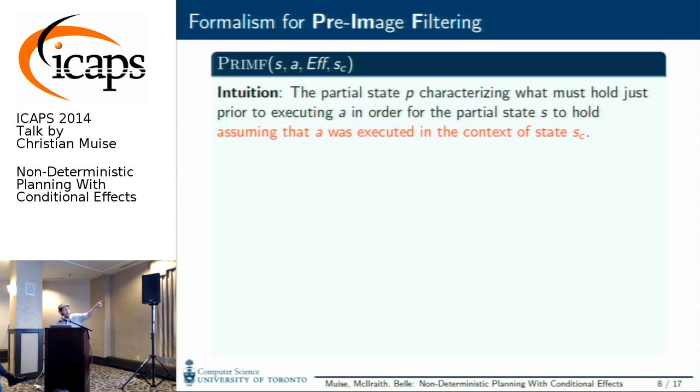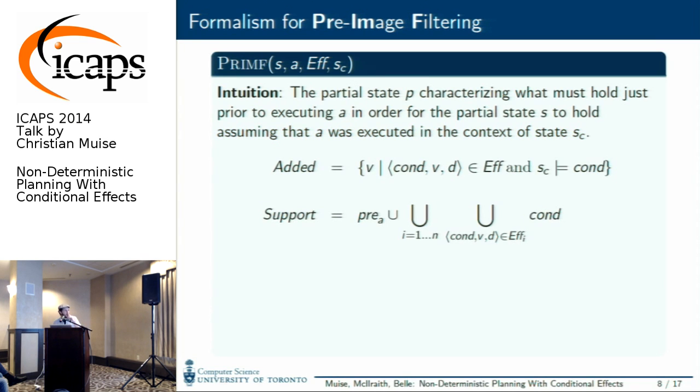So this, the black text there is exactly the same text that was on an earlier slide for regression. This is what we want, and the one difference is with conditional effects, we need to figure out how to compute this one single partial state in order to tell us the relevant conditions. So the extra thing that we take in here to define PRIMF is the context of when this was actually used. So a few definitions just to go through what we're going to do to compute this partial state.